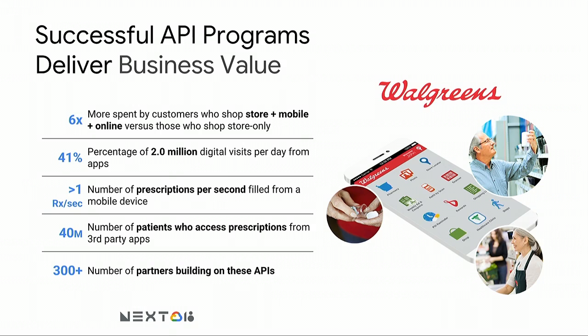And so when I think of a successful API program, I view Walgreens as really the archetype that I feel like a lot of companies should strive for, because it's not just necessarily an IT problem, it's really something that can deliver tremendous overall business value.